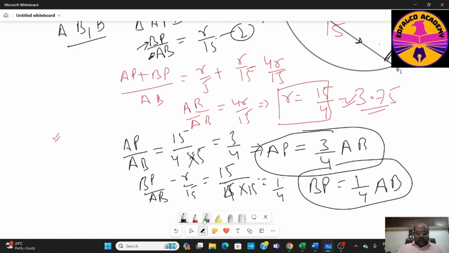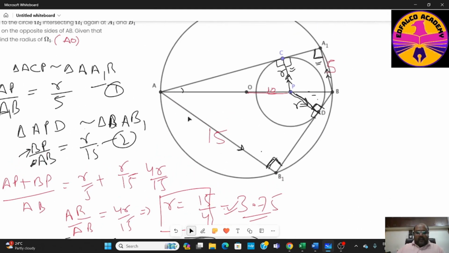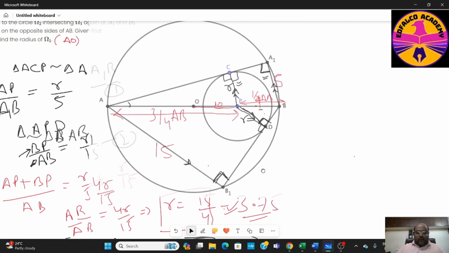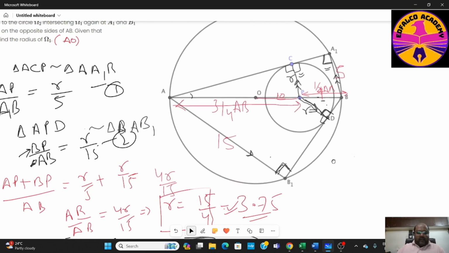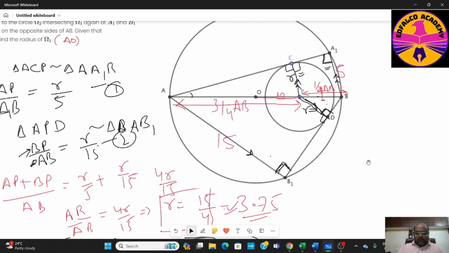So what are we seeing here? We are seeing that if AB is my complete AB length, then this much from A to P is 3 by 4 of AB, and from here to here, it is basically 1 by 4 of AB, right? So this is what we are seeing. Based on this, now we can have a relation. What relation can we have? The relation that we can have is this.